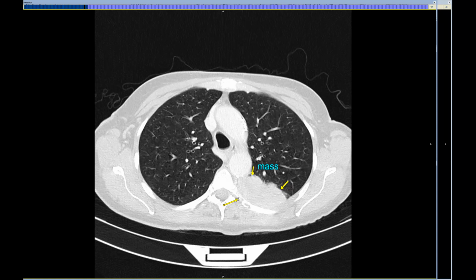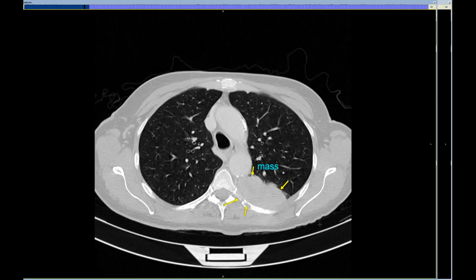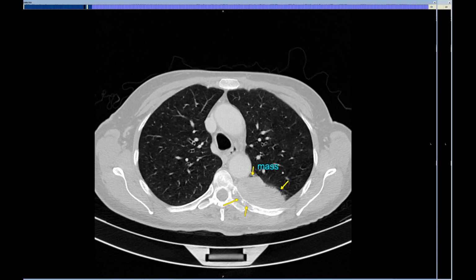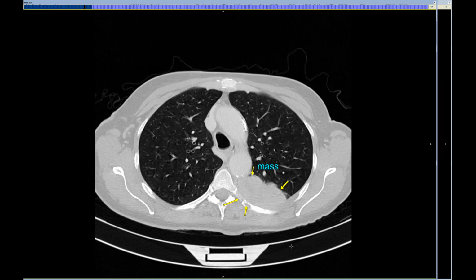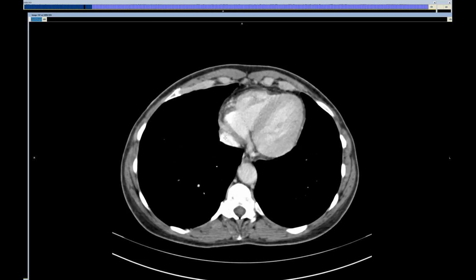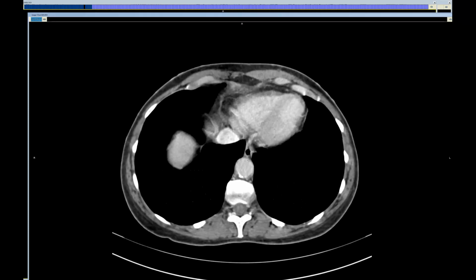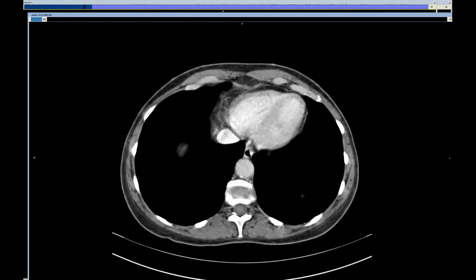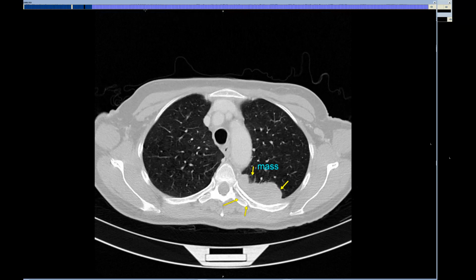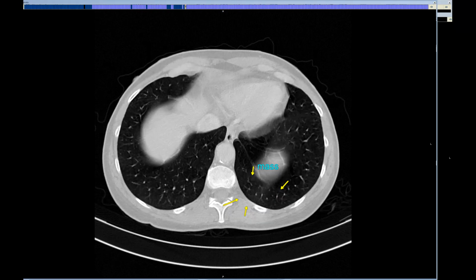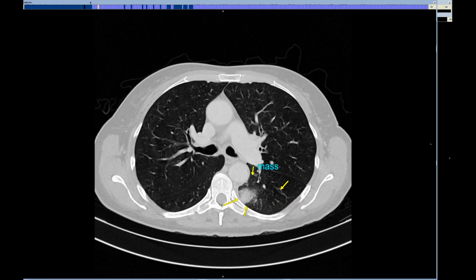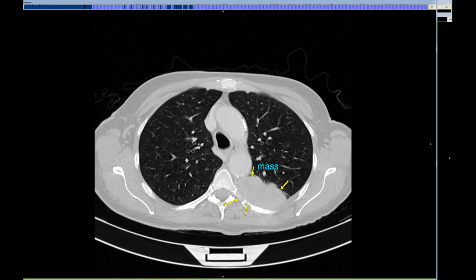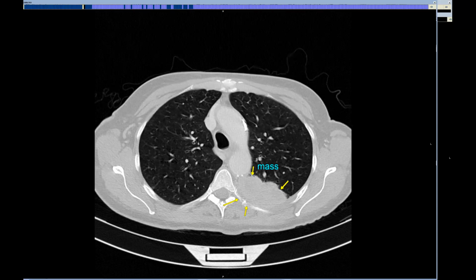You can see that it is actually eroding the rib there. The rib looks quite eroded. So this mass was biopsied. Now I'll just show you the soft tissue density as well. Again, we have the same mass eroding the rib again.